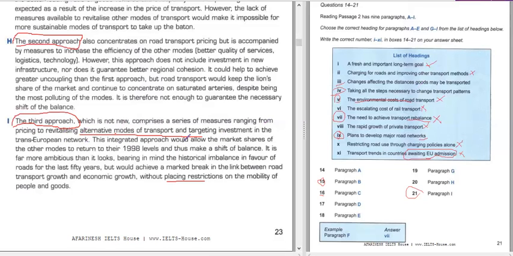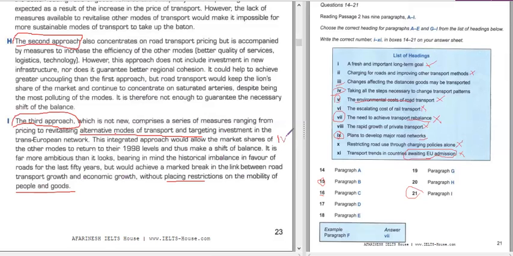The paragraph says it would allow the markets, okay, so the rest is just imbalance in favor of roads, but would achieve a marked balance between road transport growth and economic growth without placing restriction on the mobility of people and goods. Yeah, I think so.